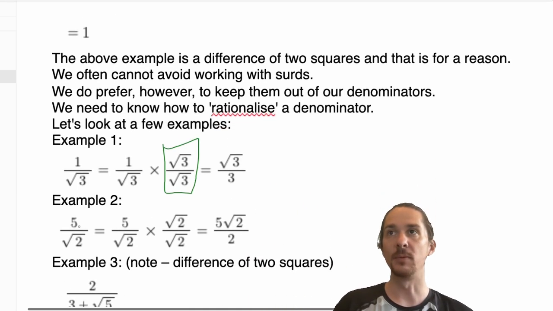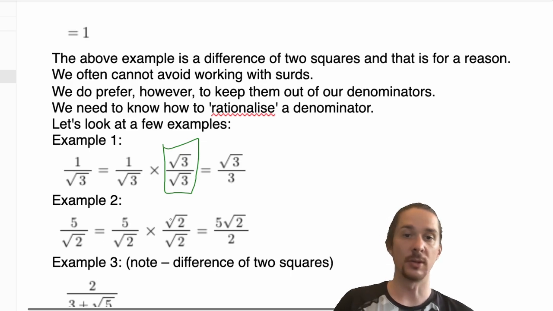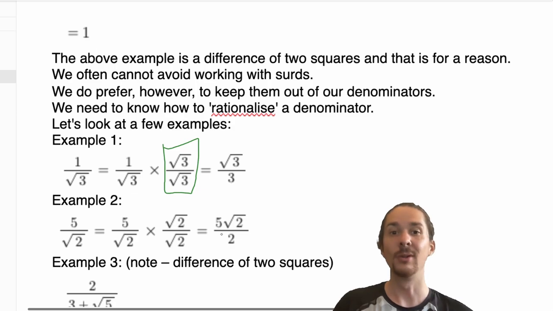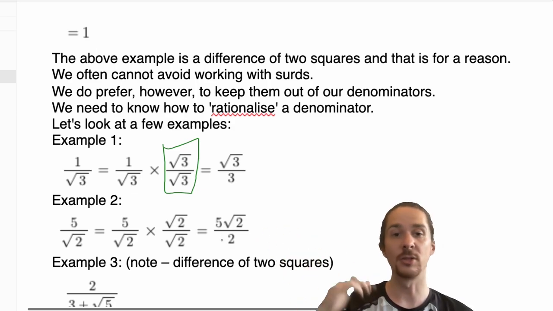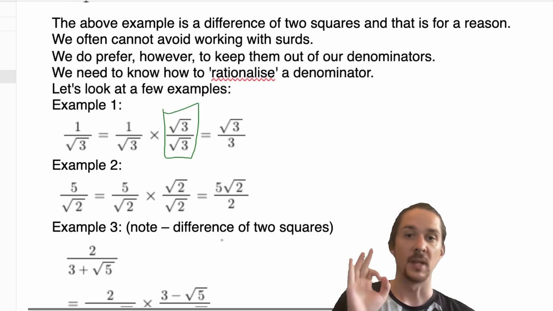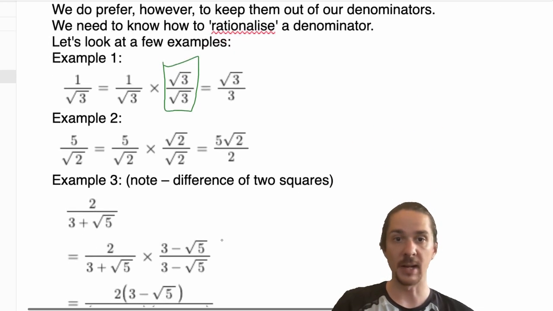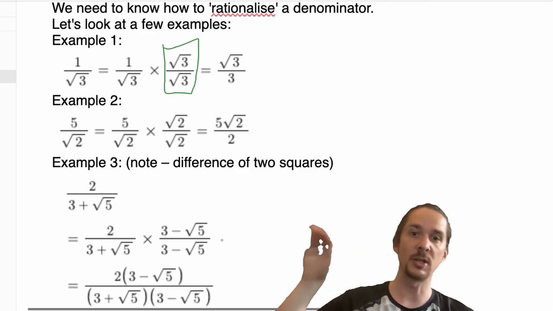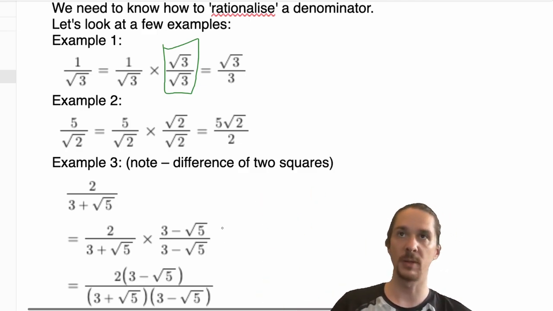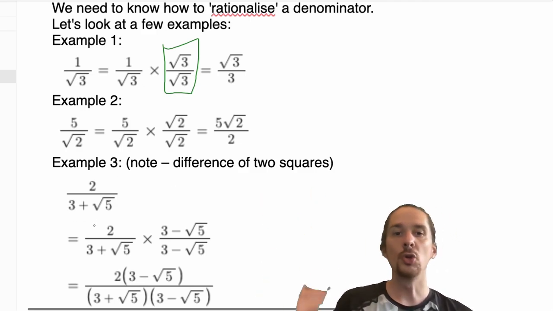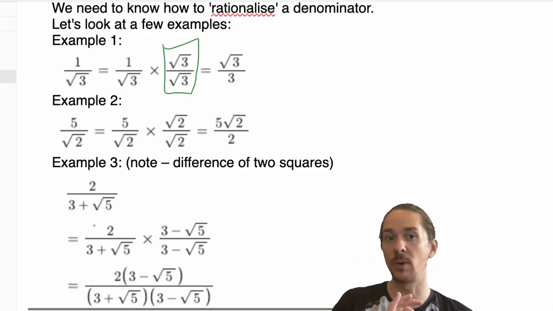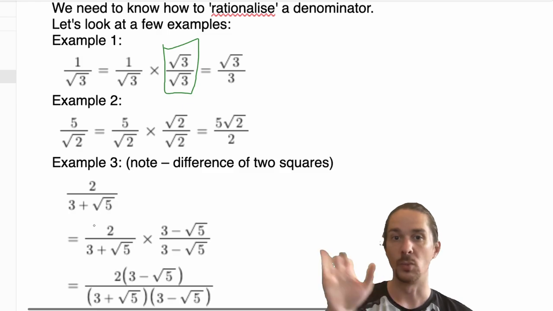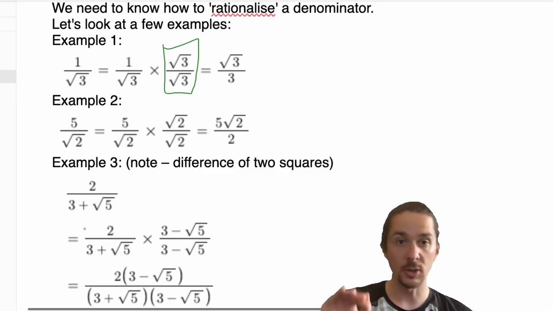Okay, next example, 5 over root 2. So we're going to multiply by root 2 over root 2, and that's going to give us 5 root 2 over 2. And again, we favor this way of writing it because it has a rational denominator. Now, the difference of two squares is about to come back, and it's going to come in really handy. If we have an expression like this one, 2 over 3 plus root 5, we're going to use the difference of two squares in our denominator or in our fraction to make our denominator rational.